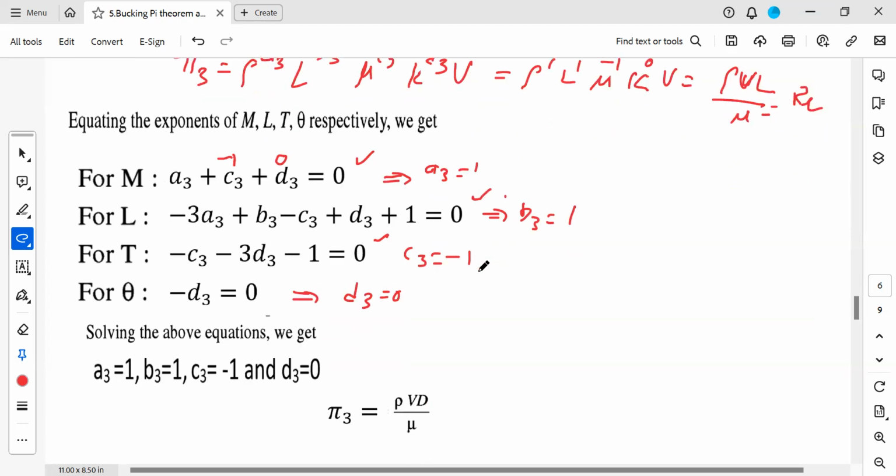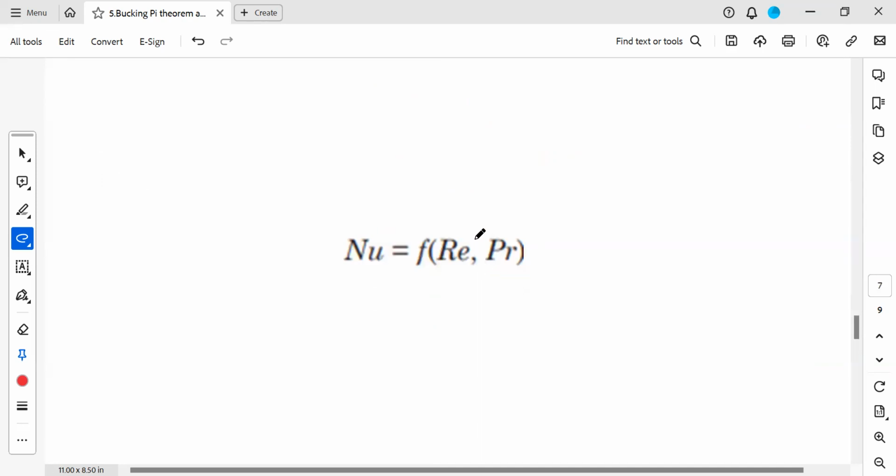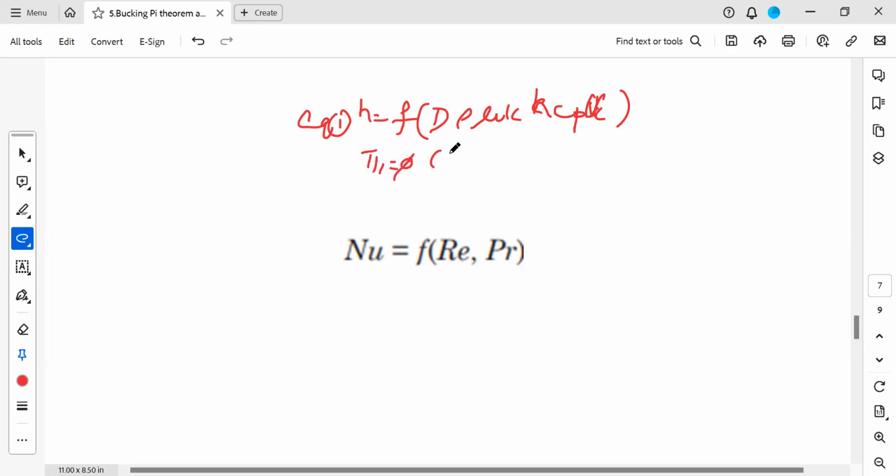So finally, now we will get the expression. Equation 1 is that h is a function of all other variables: d, rho, mu, k, Cp, and velocity. This equation can be written in terms of pi 1 as a function of pi 2 comma pi 3. This is equation 2. So pi 1 value is the Nusselt number, which is a function of pi 2, the Prandtl number, and pi 3, the Reynolds number we calculated.